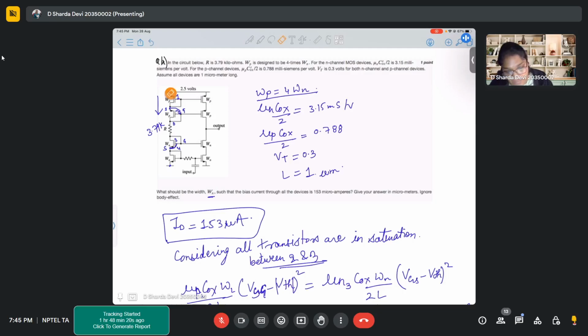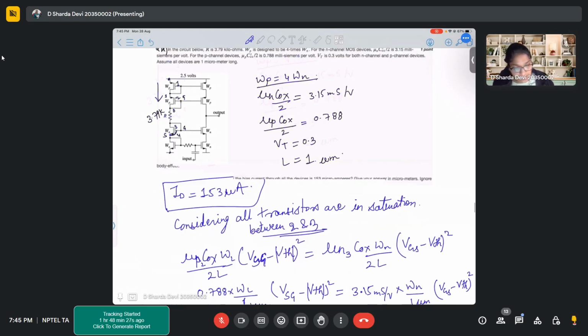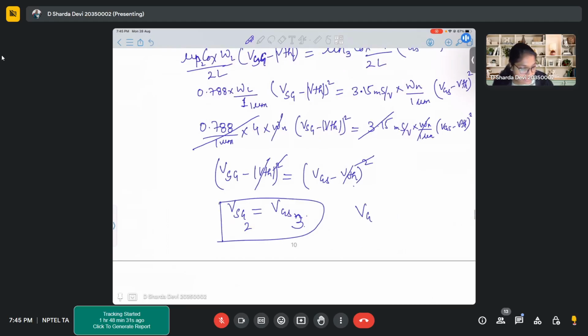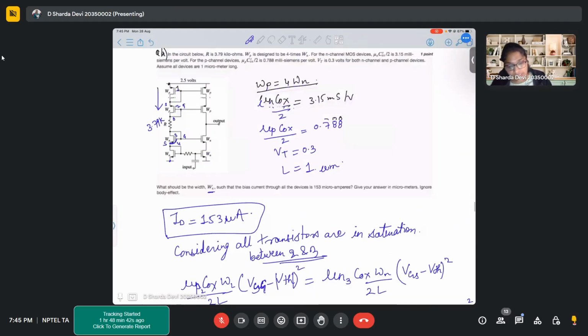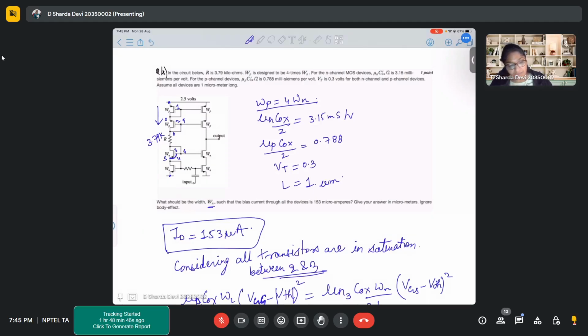Now if you observe from the circuit, it is clearly evident that your VG is shorted with VD. So from the circuit, your VGS is equal to your VDS. This is also clear. And for all the transistors, your drop is equal. So see, this 2.5 volts is dropping across VSD1 plus VSD2 plus IDR plus VDS3 plus VDS4, right? This is how the voltage is getting dropped.